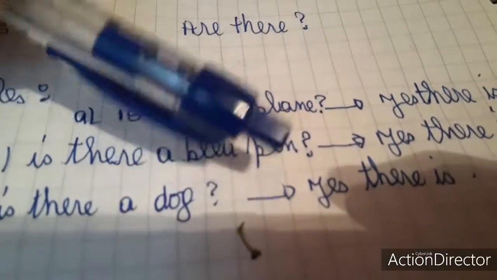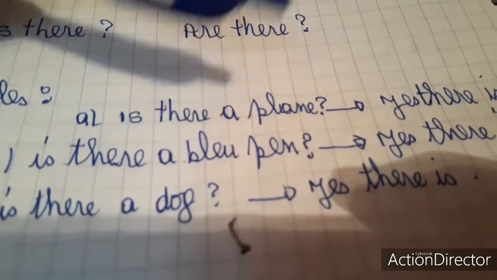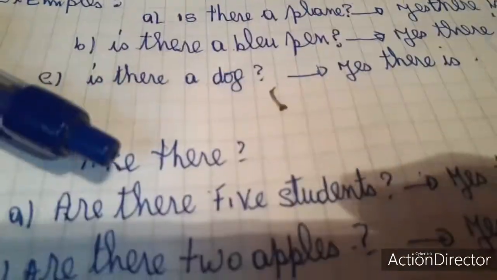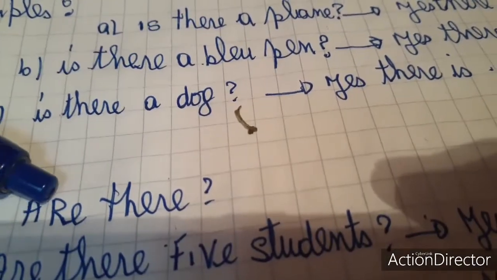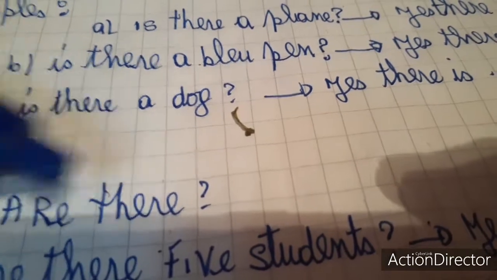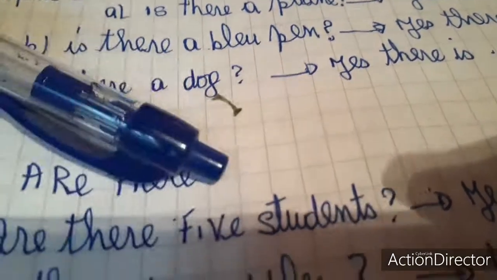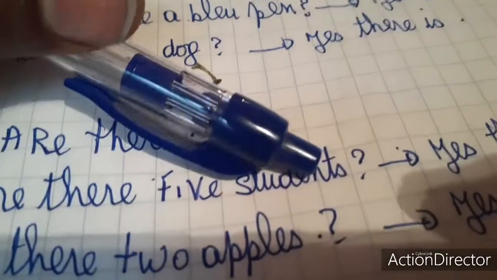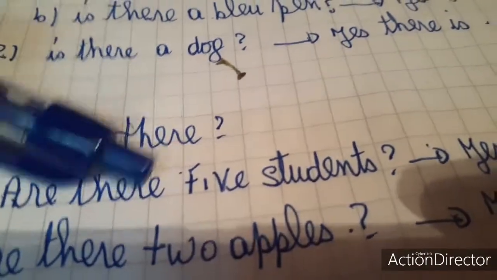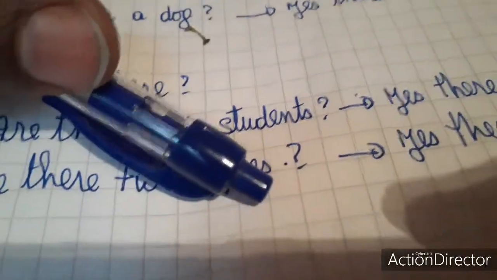Okay, so let's take some examples about "are there" for plural. Okay, let's see. Are there... When I want to make "are there", we take the verb "to be" conjugated and put it before "there". Then let me make a question mark. For example, example A. Are there 5 students? Yes, there are. Are there 2 apples?